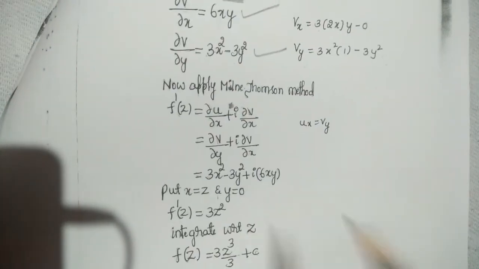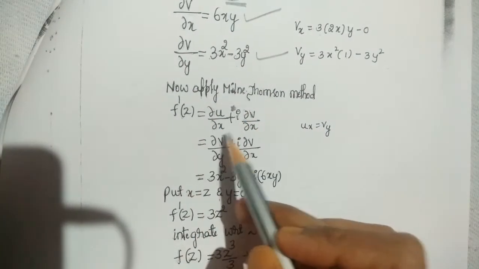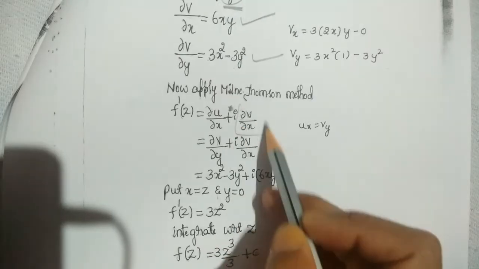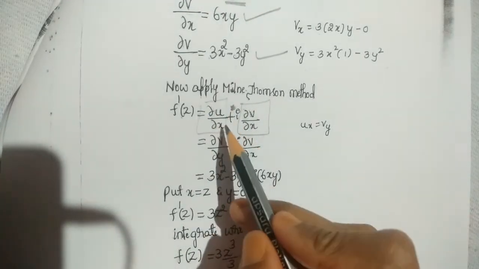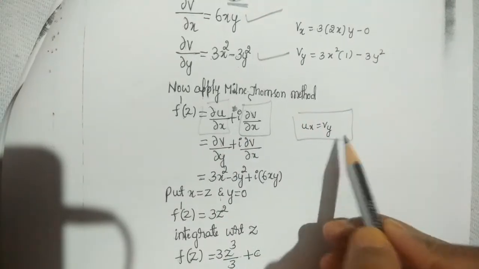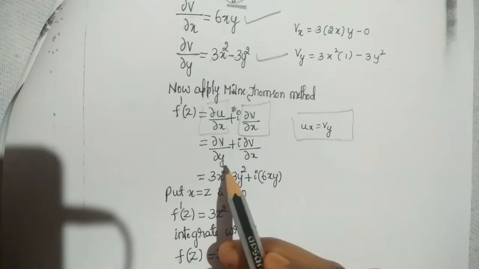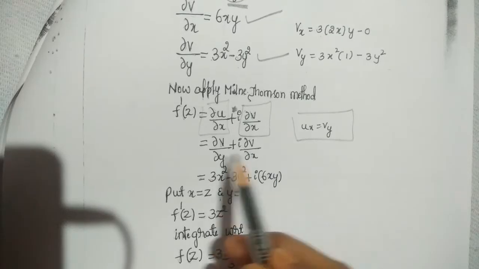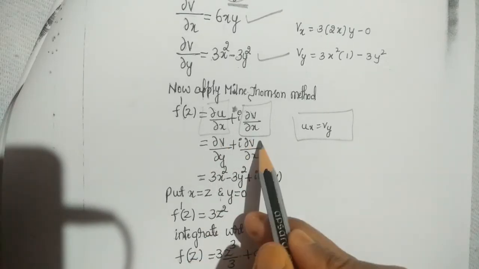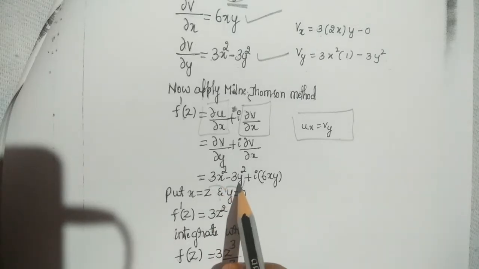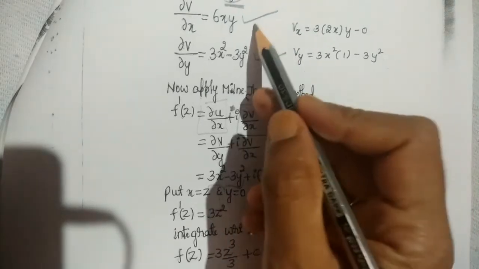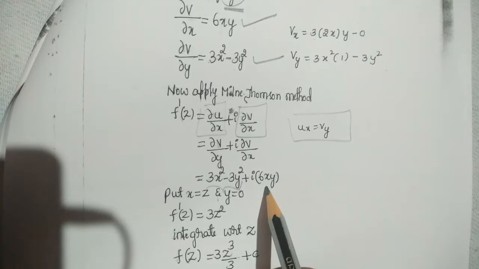Now apply Milne-Thomson method. What is f dash of z? Dou u by dou x plus i into dou v by dou x. We know dou v by dou x, but we don't know dou u by dou x. For that, use the CR equation. So in place of dou u by dou x, just replace by Vy, that is dou v by dou y. So dou v by dou y plus i into dou v by dou x. What is dou v by dou y? What is dou v by dou x? We know that. Just substitute in place of dou v by dou y, 3x square minus 3y square, and dou v by dou x is 6xy. Substitute that one.